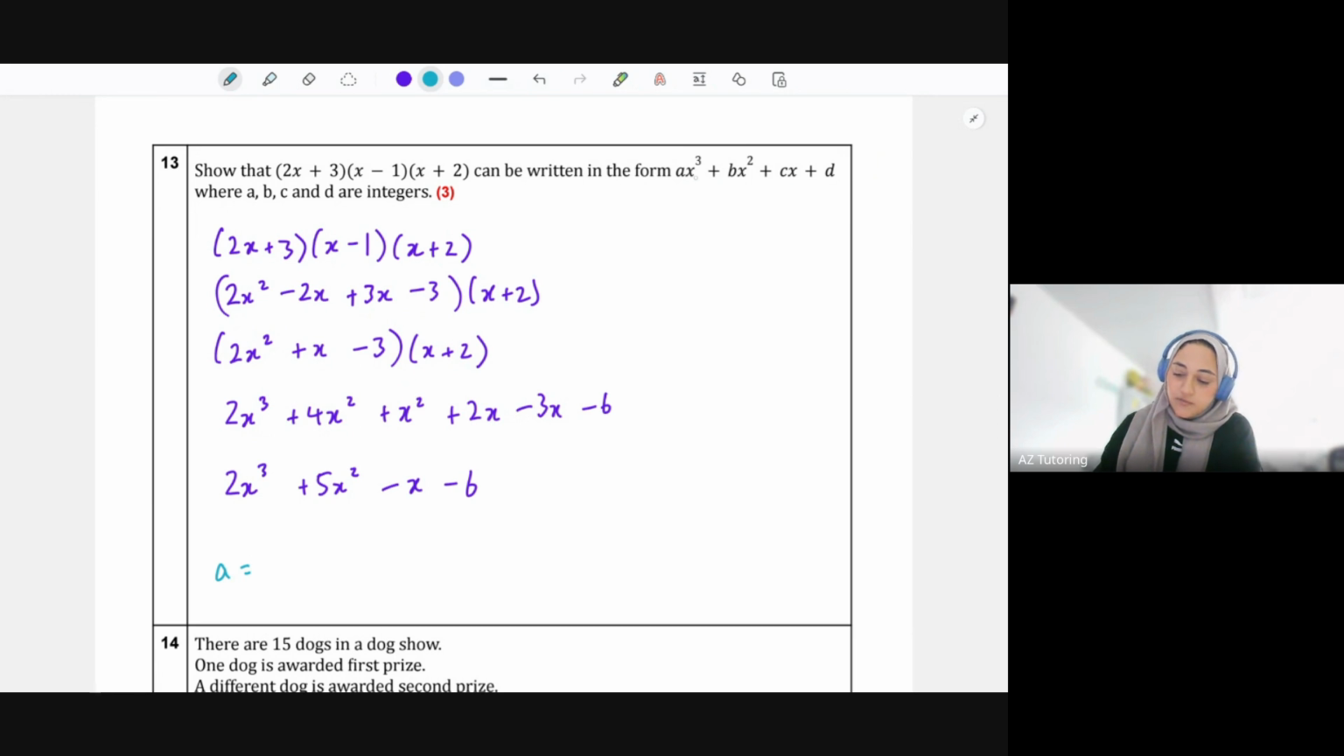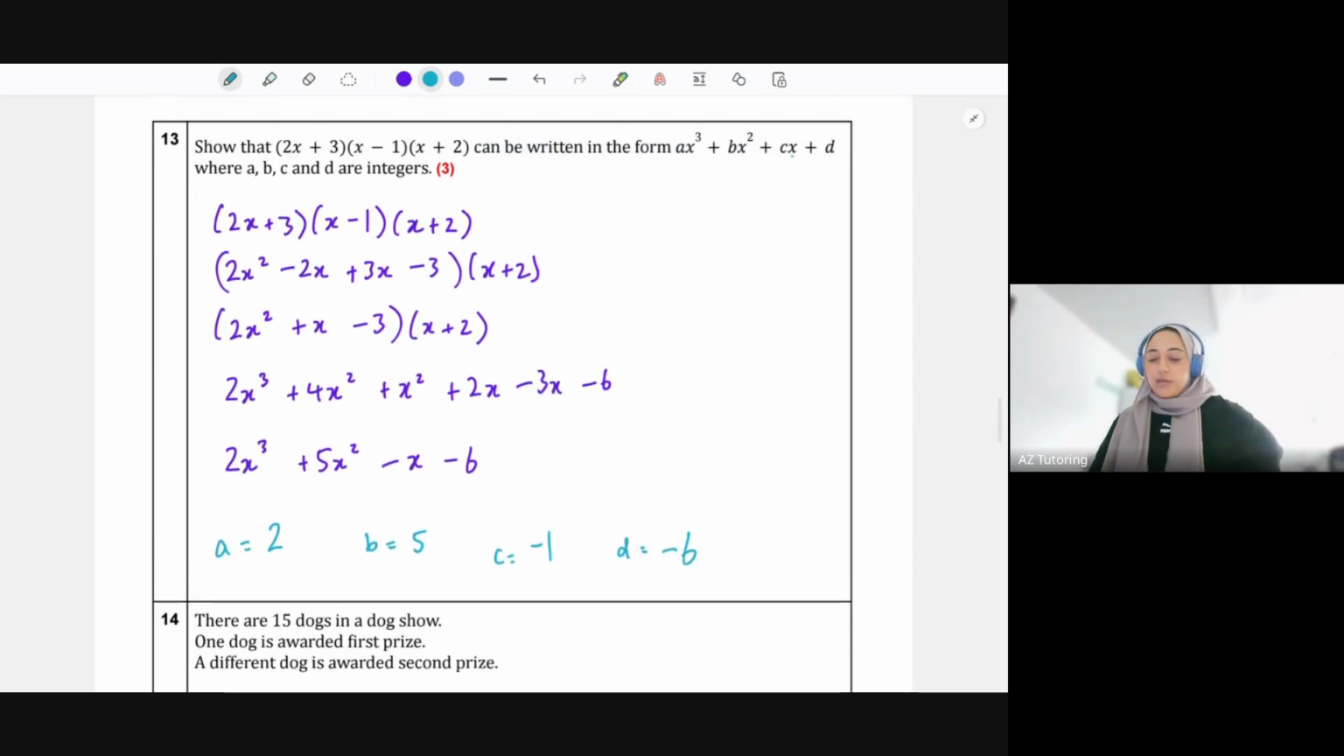So A is what's in front of x cubed, which is 2. B is what's in front of x squared, which is 5. C is what's in front of x, which is a minus 1. And then D is just the final term, which is minus 6. So I think a lot of people forget about that minus that's there. But yeah, that's question 13 for 3 marks.